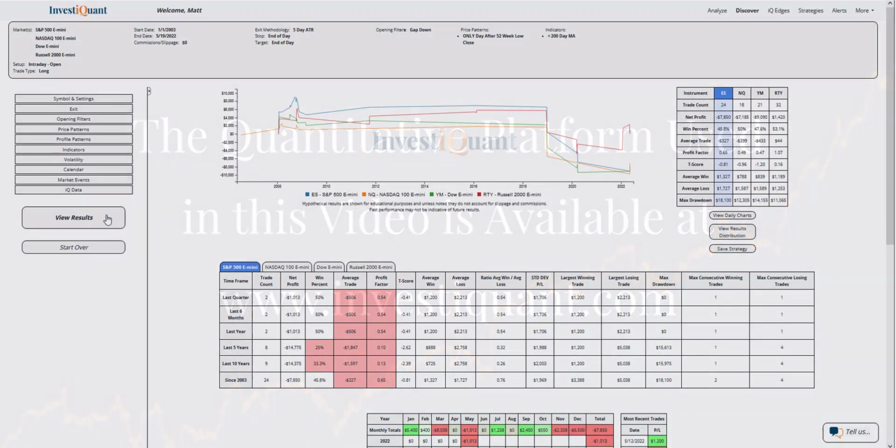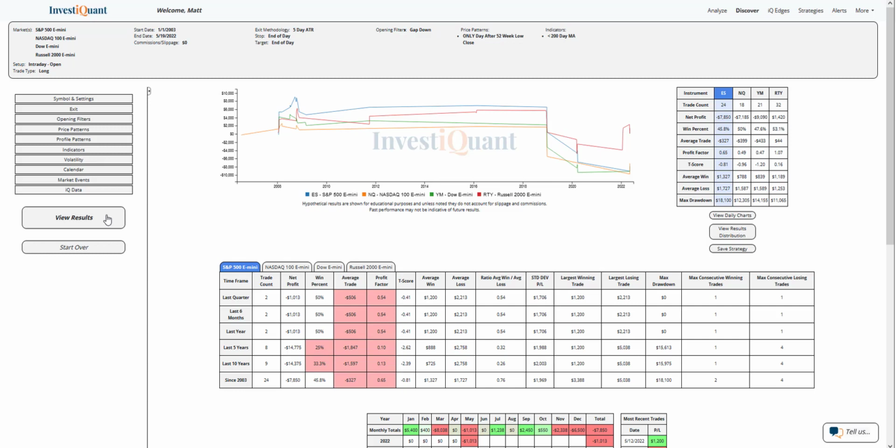These are the results based upon entering the market long at 9:30 a.m. Eastern Time, exiting at 4:15 p.m. Eastern Time, when you are gapping down and the prior day was a 52-week low. Historically, we've got 24 samples in the S&P, 18 in the NASDAQ, 21 in the Dow, 32 in the Russell. Win rates on these coming in fairly neutral.